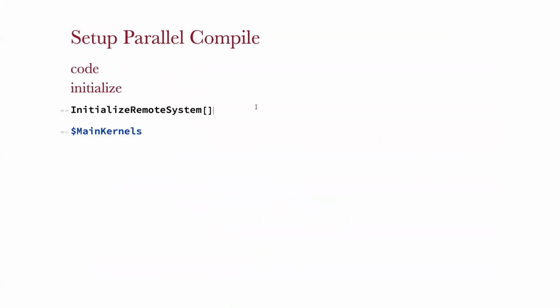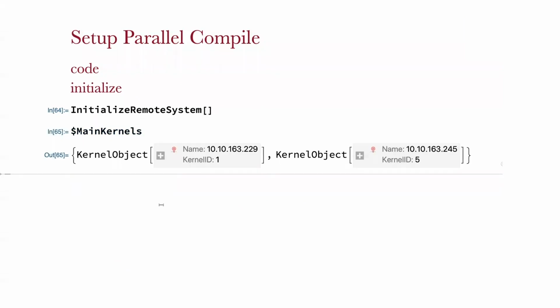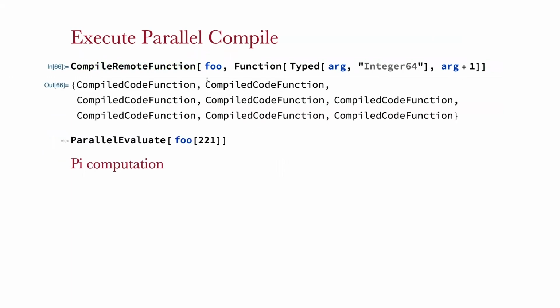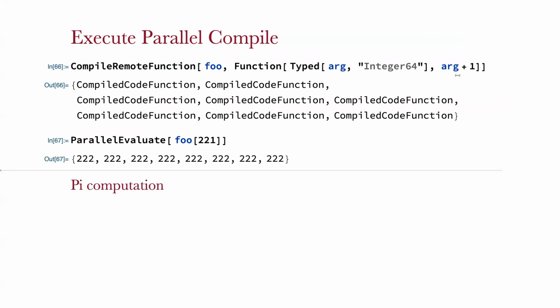And so we initialize the system. The main kernels are the kernels that are going to do the compilations. And so now what I'm going to do is I do this. This is contacting one kernel on each machine to create a library. It has to initialize, and then it loads that library into each of the kernels. And this is just like x+1.